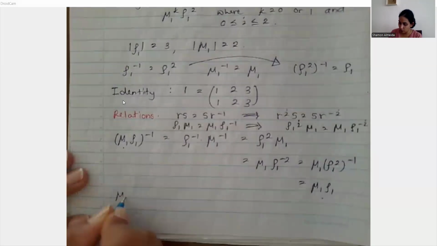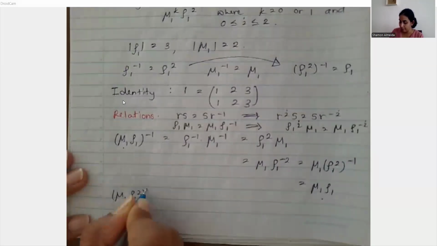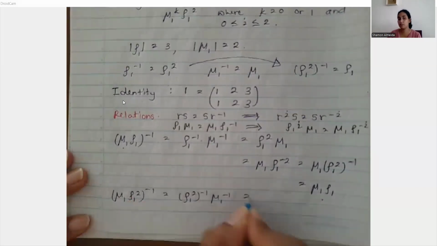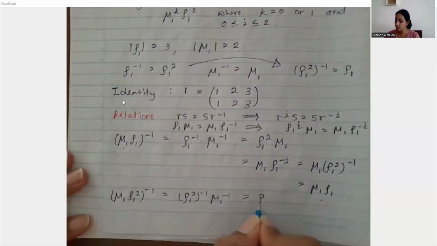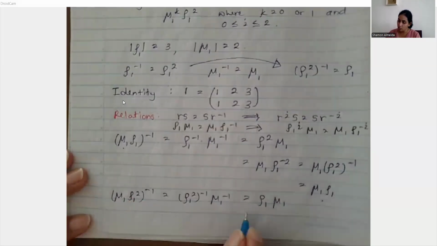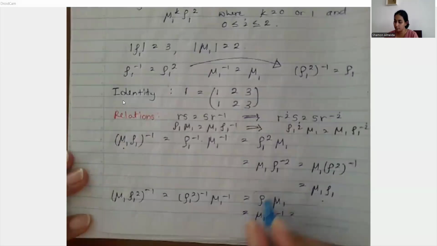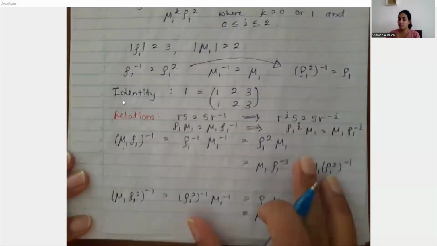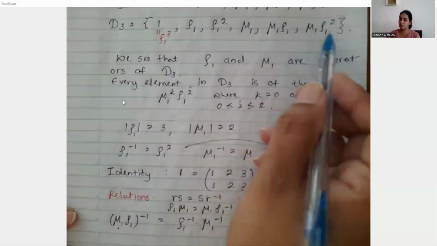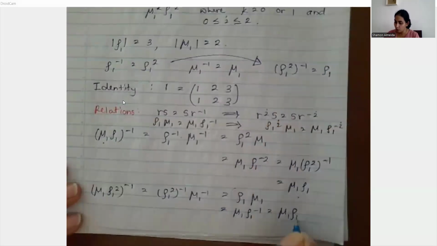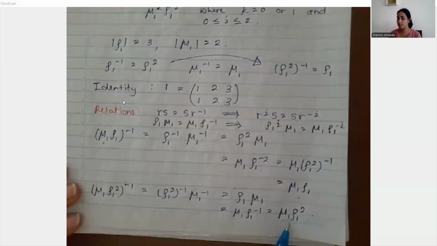We can simply find (mu 1 rho 1 squared) inverse. This is what? Rho 1 squared inverse mu 1 inverse. The inverse of rho 1 squared is rho 1. This is mu 1. This is equal to, once again going to this relation, I will replace rho 1 mu 1 by mu 1 rho 1 inverse, right? Because we have no such element in the group. We are trying to see whether it ends up being one of these elements, right? It will be this one. And rho 1 inverse is simply what? Rho 1 squared. So the inverse of this element ends up being this one.